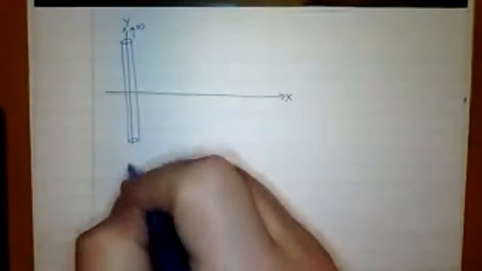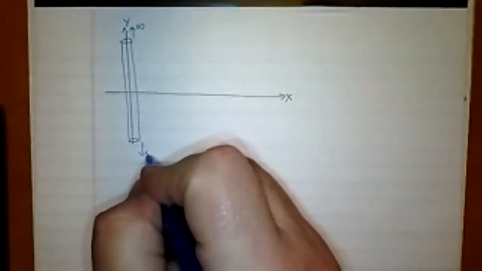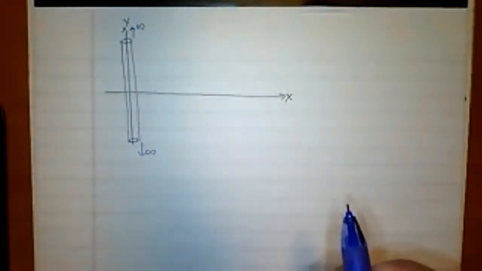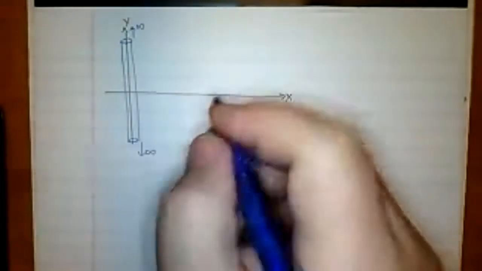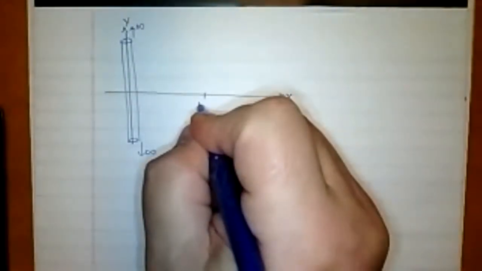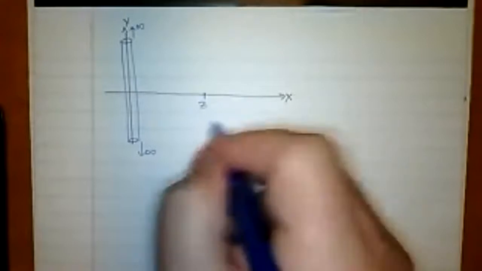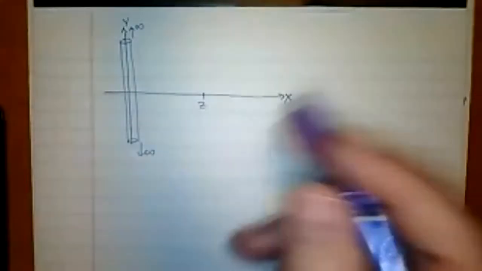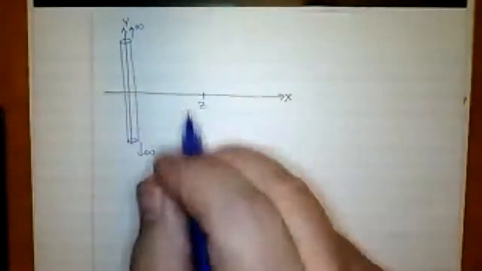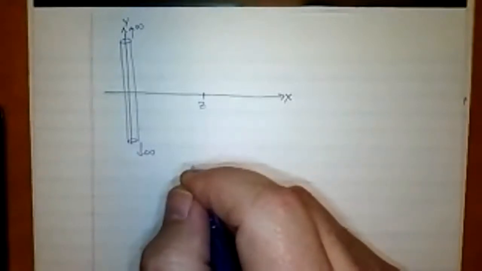So it's a wire that goes to infinity that side and to infinity that side. Now I'm going to go over here at some point, even though it's along the x-axis, I'm just going to call it z so you don't get confused and think you've got to integrate it or something crazy like that. So that's some distance z away.